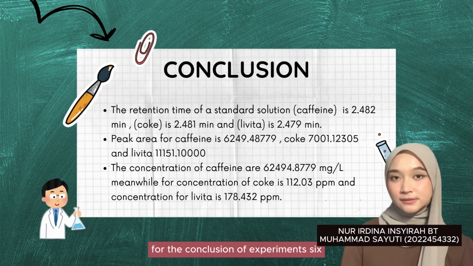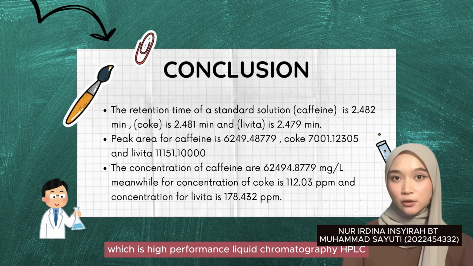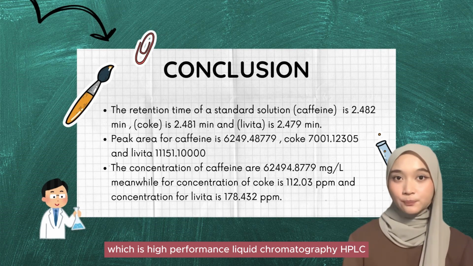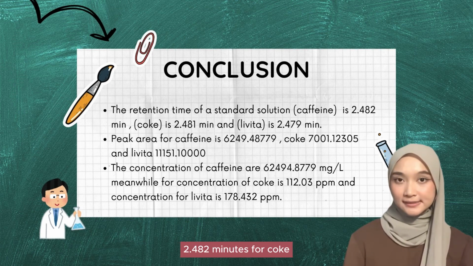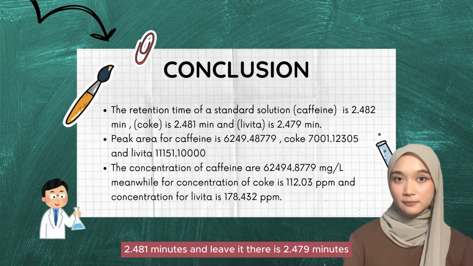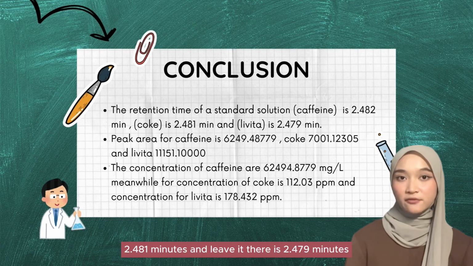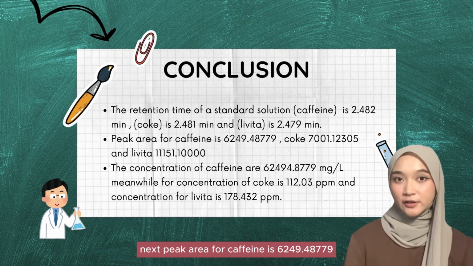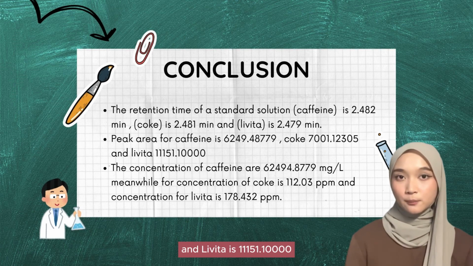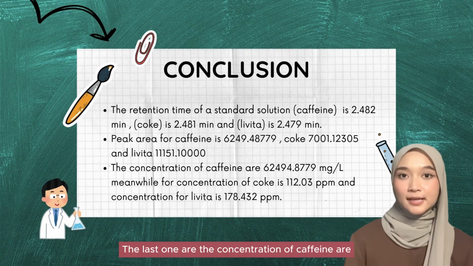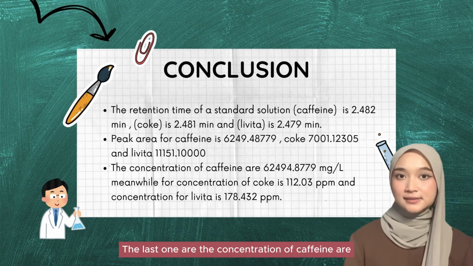For the conclusion of experiment 6, which is high-performance liquid chromatography, HPLC, the retention time of the standard solution for caffeine is 2.482 minutes, for Coke 2.481 minutes, and Levita is 2.479 minutes. Next, the peak area for caffeine is 6249.48779, meanwhile for Coke 7001.12305 and Levita is 11151.10000.